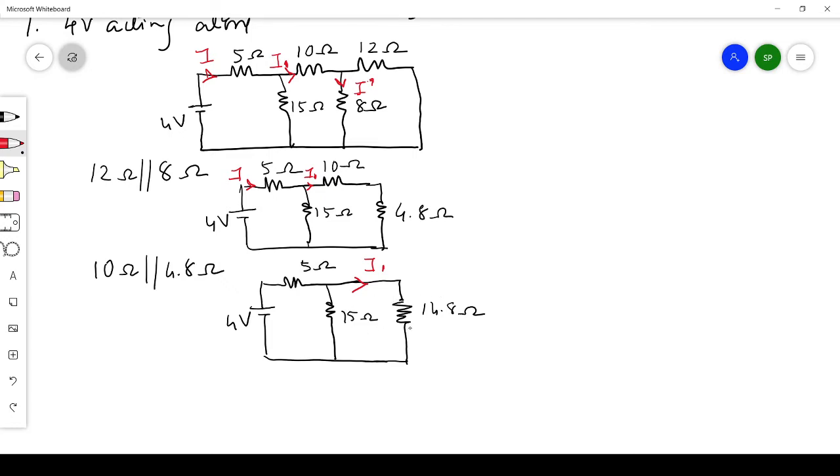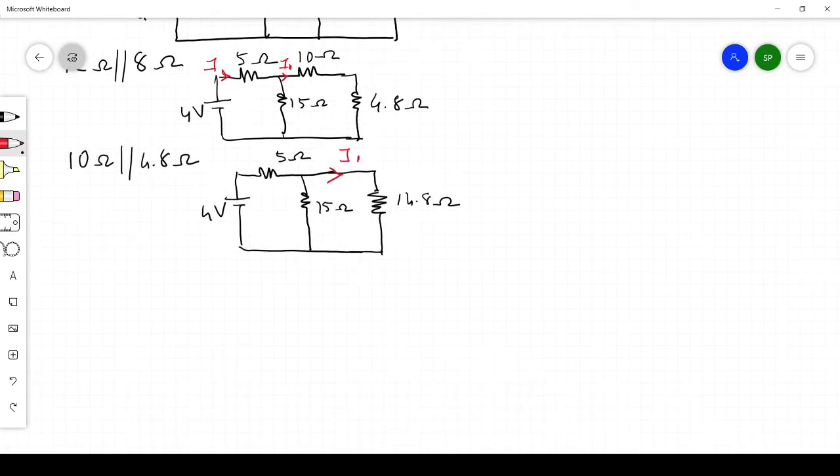Now we know this 15 ohm and 14.8 ohm are in parallel. So we can again redraw, that is, 15 ohm is in parallel with 14.8 ohm.